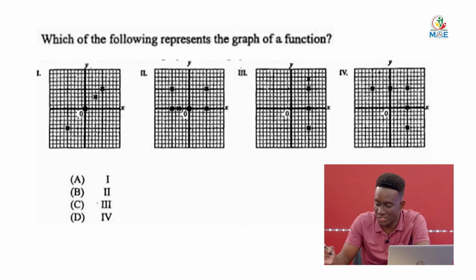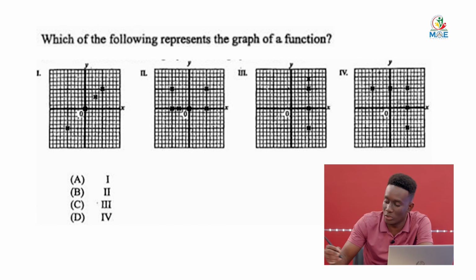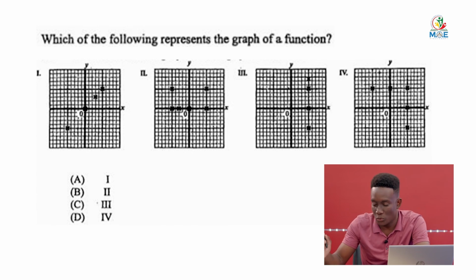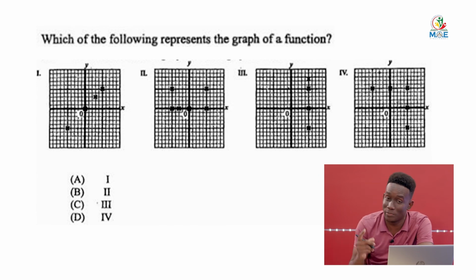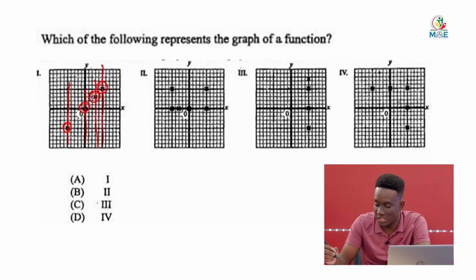So the next question says, which of the following represents the graph of a function? So we have 1, 2, 3, 4. We know for a function, let me use a different color here. For a function, when you draw a vertical line straight up, it should pass through only one point. For example, if you draw a vertical line here, it will only pass through this point. So in this case, we see the function is simply 1, which is A.